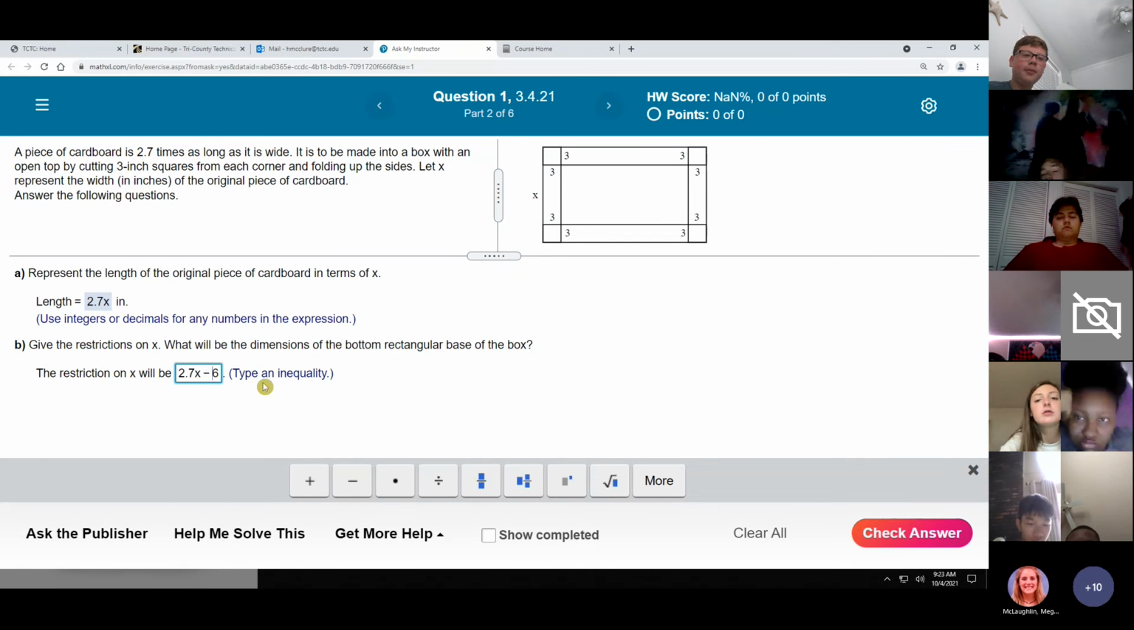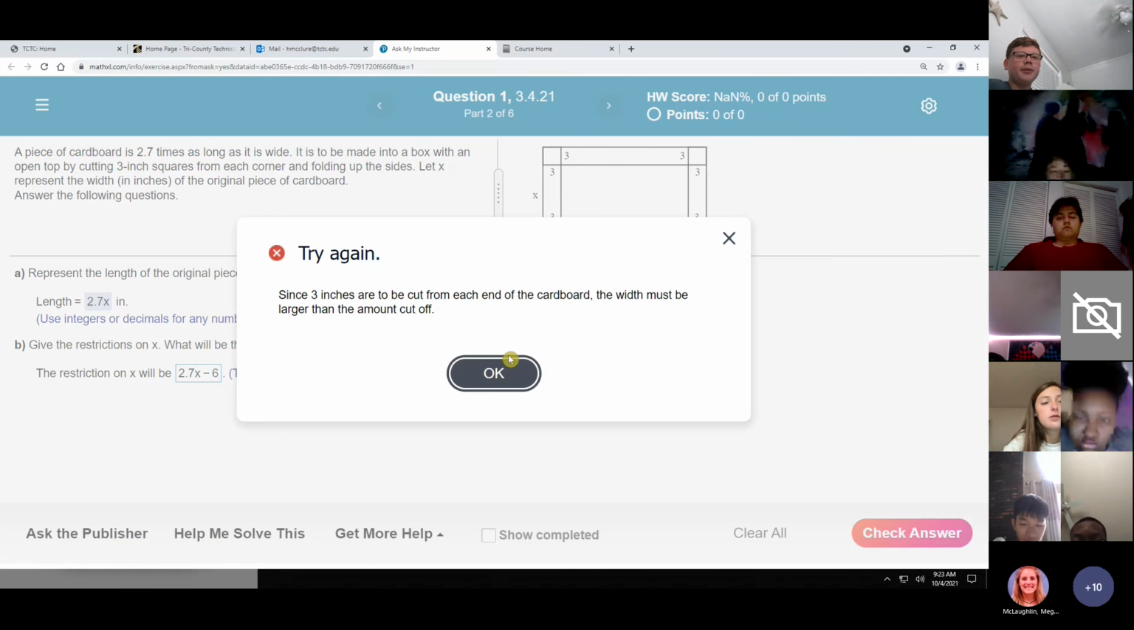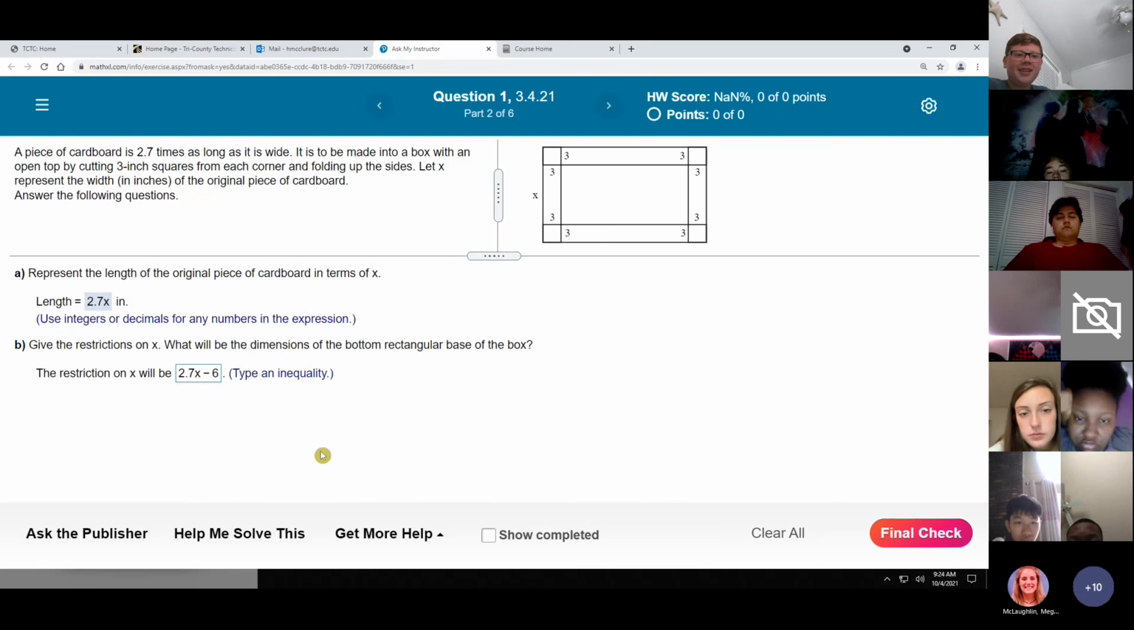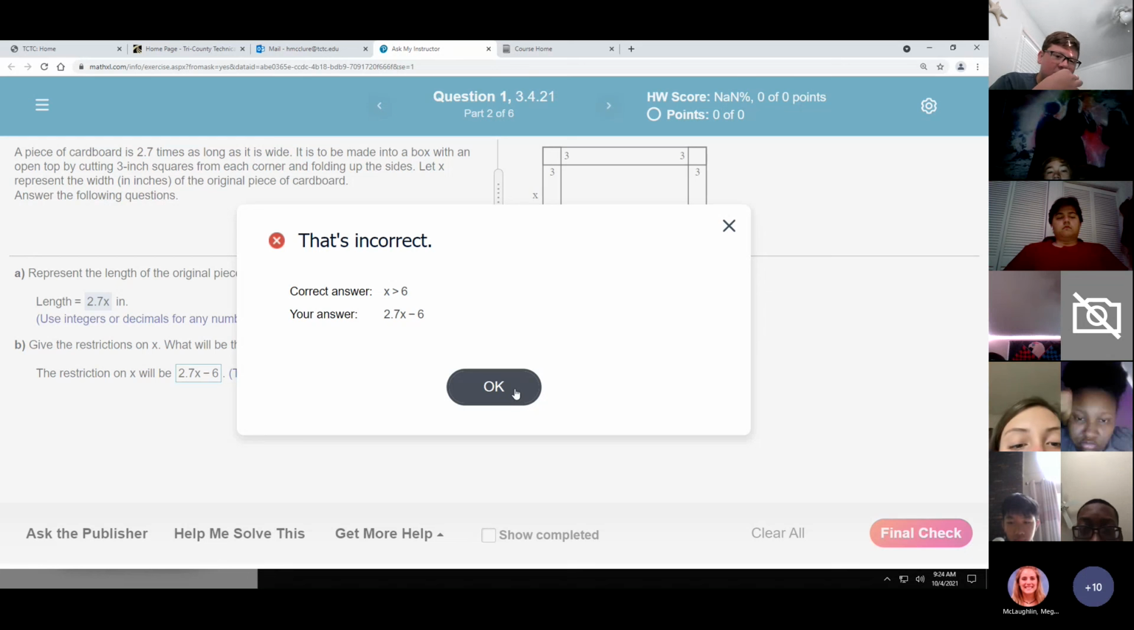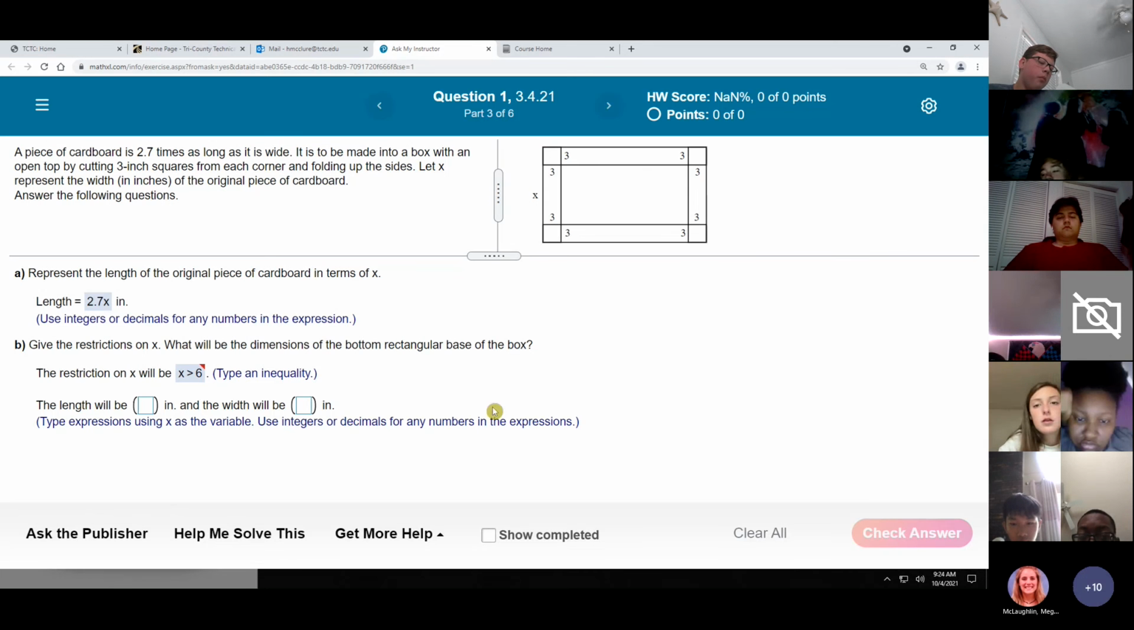Yeah, no problem. I remember doing this problem, and I figured since it was cut off the 2 3s. That's not it either. I don't know. Okay. X is greater than 6. They want to know the domain.